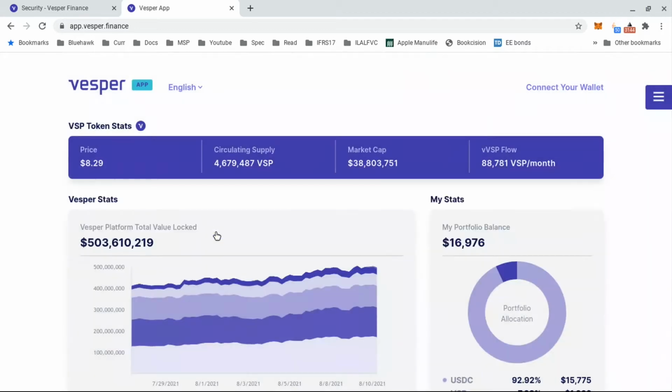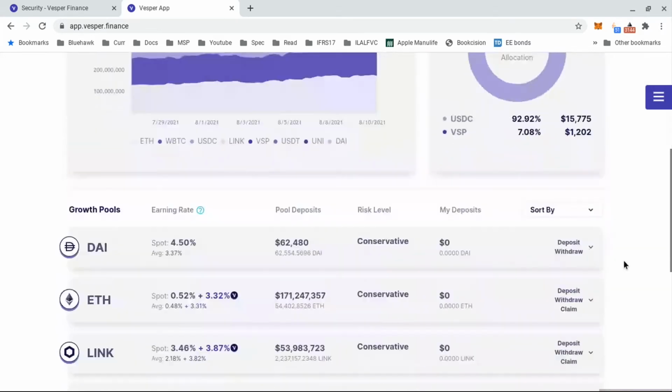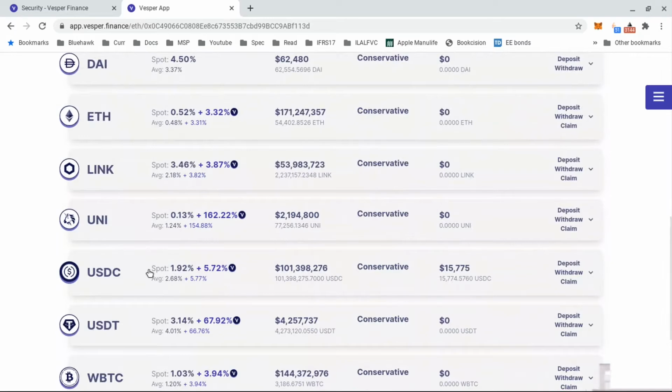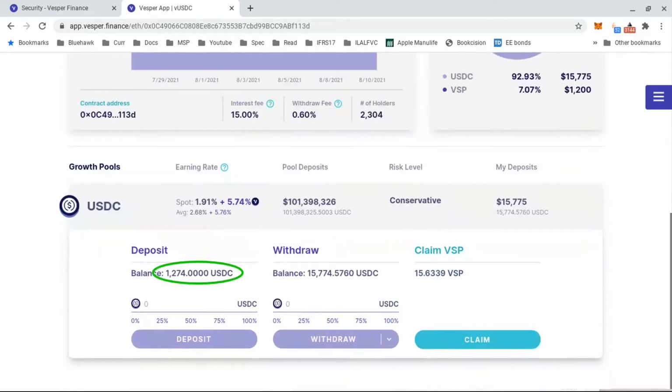Connect your wallet, then click on the Grow Pool that you would like to deposit into. The USDC balance in your wallet is here, and your deposited USDC balance is here. Any VSP you've earned as a result of depositing into the USDC pool is here. These tokens can be claimed at any time by clicking on the Claim button and approving the transaction.